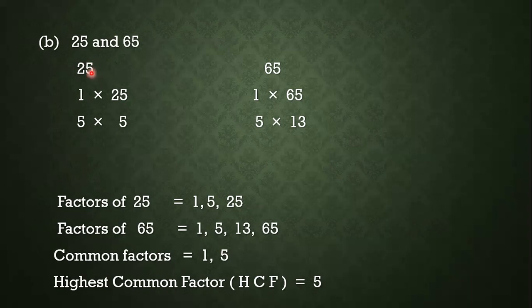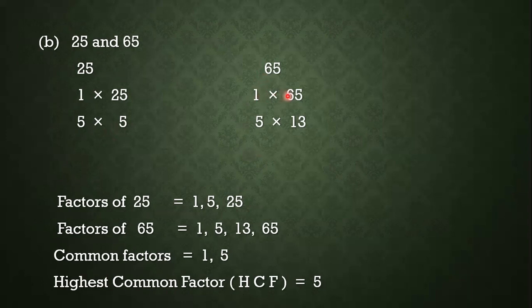Then we will check whether 3 is a factor or not. In 25, what are the digits? 2 and 5. 2 plus 5 is 7, which is not a multiple of 3. So 3 will not be a factor, right? Then 4 also will not be a factor. Now 5. 5 5s are 25. So factors of 25 are 1, 5 and 25. Only 3 factors are there: 1, 5 and 25.